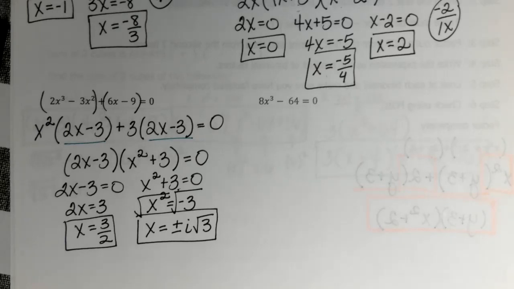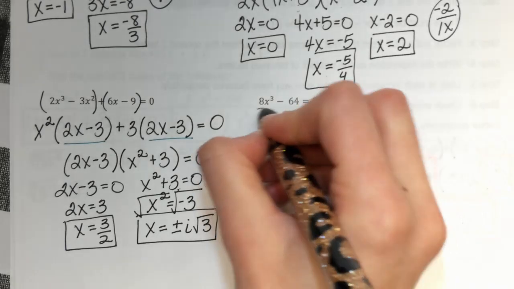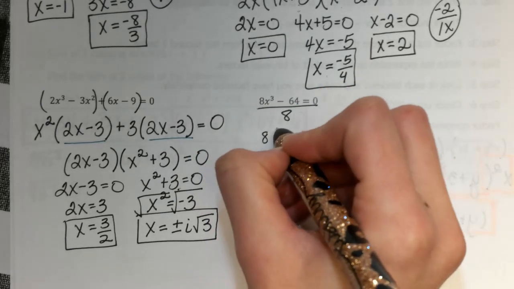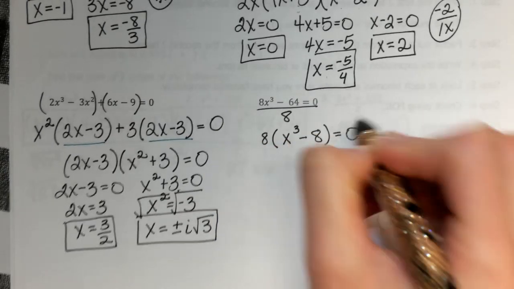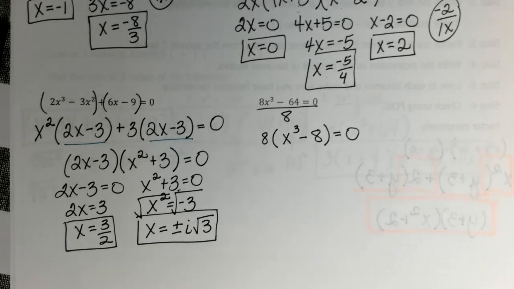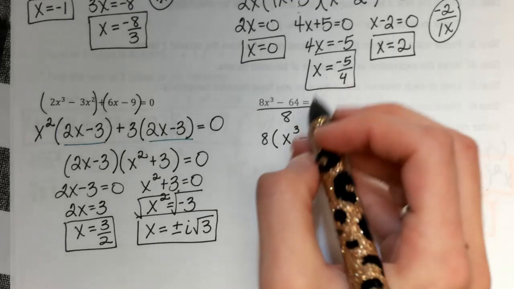Okay. Now this next one, 8x cubed minus 64 equals 0. What is this? First, you could factor out an 8. So 8 times x cubed minus 8 equals 0. Now what's x cubed minus 8? The difference of two perfect cubes.